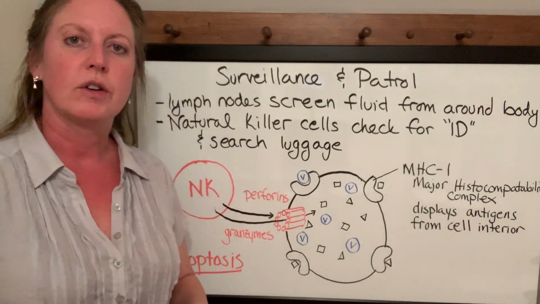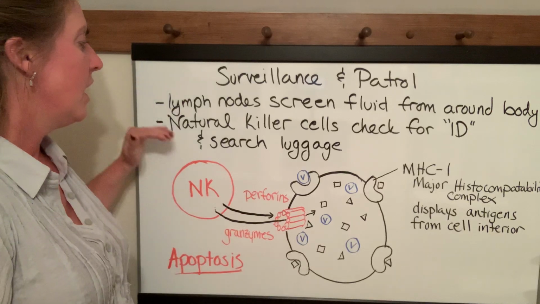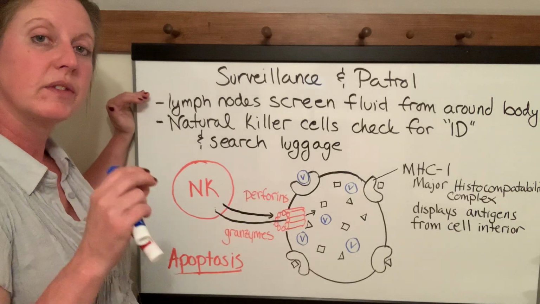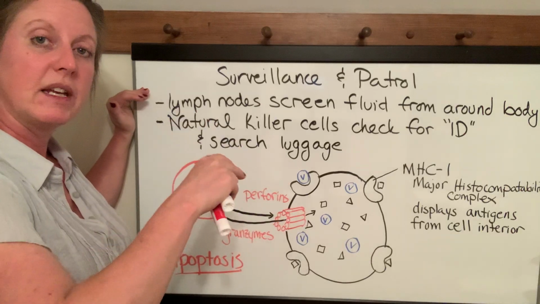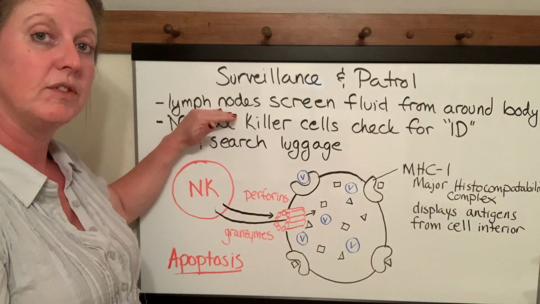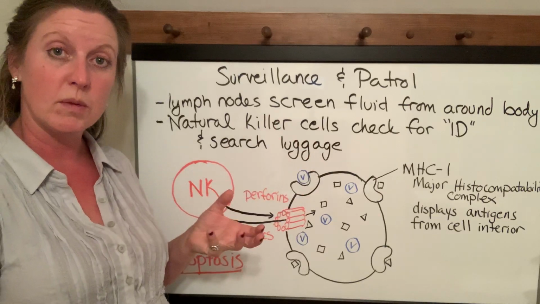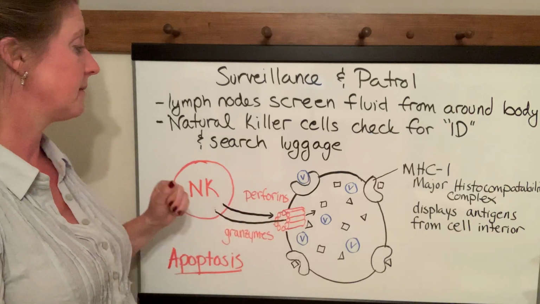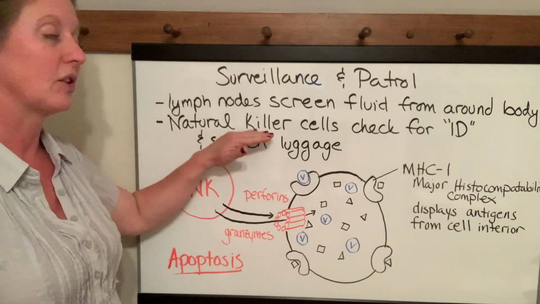Surveillance and patrol are two of the functions that are handled by the nonspecific branch of the immune system. Surveillance is done on a regular basis because the lymphatic vessels that are located at every capillary bed in the body suck fluid from the interstitial space and bring it to the lymph nodes, which are packed full of lymphocytes. And those lymphocytes, if they detect something abnormal in the fluid that's coming from the tissue, can become activated and respond to that.